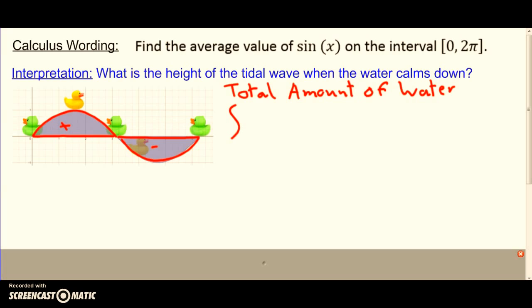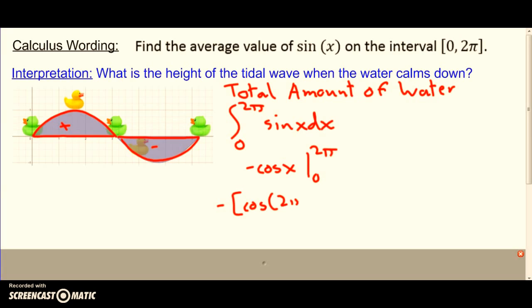To find the total amount, we're going to take the integral from 0 to 2π of sine x dx. The integral of sine x is negative cosine x from 0 to 2π. So you're going to get negative cosine of 2π minus negative cosine of 0, which equals negative 1 minus negative 1, which does cancel out to 0.